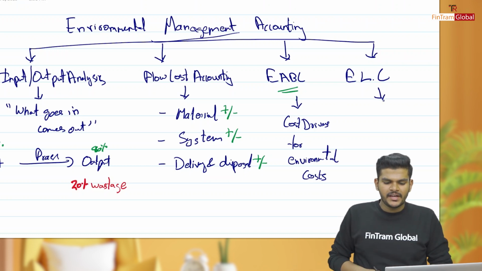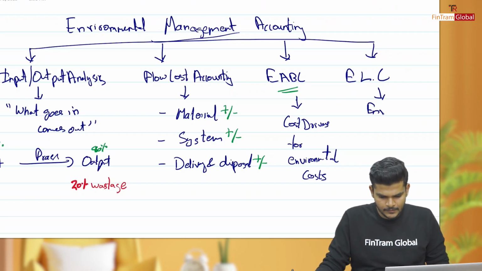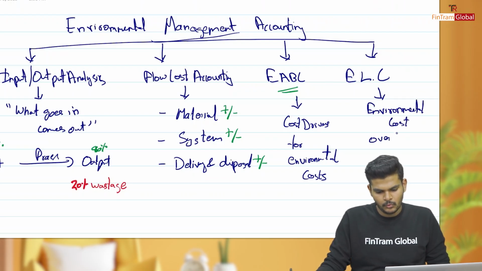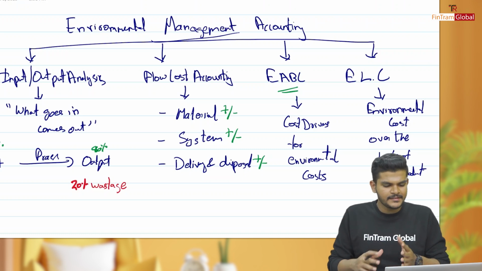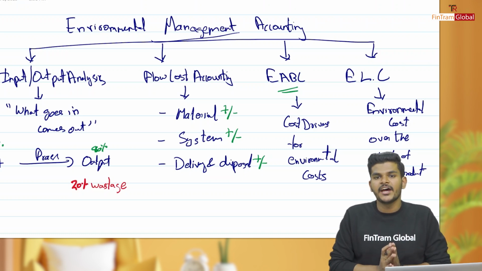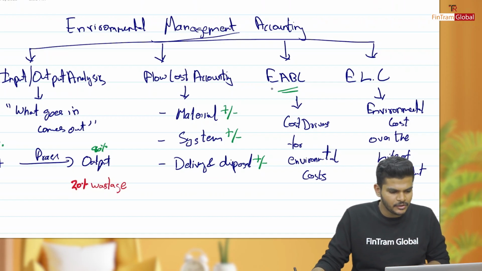And then when it comes to environmental life cycle costing, what's the idea here? We look at, again, environmental costs over the life of the product. This is what we look at in environmental life cycle costing. So that's basically the overall idea behind environmental management accounting as well. So that's exactly the entire costing related topics. Now let's have a look at the other topic, shall we?